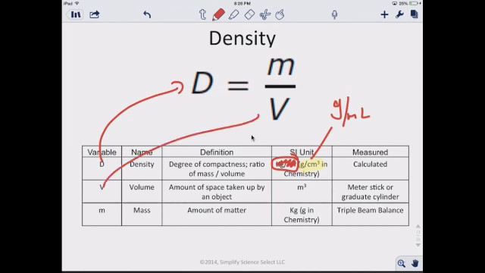V, which is down here, that's our volume. That's the amount of space taken up. It is in meters cubed, but remember, in chemistry we use milliliters, or we're going to use that cubic centimeter. And then mass, which is the amount of matter that we have, that's M on top, measured in kilograms, but remember, in chem we deal with small things, so we just measure it in grams.